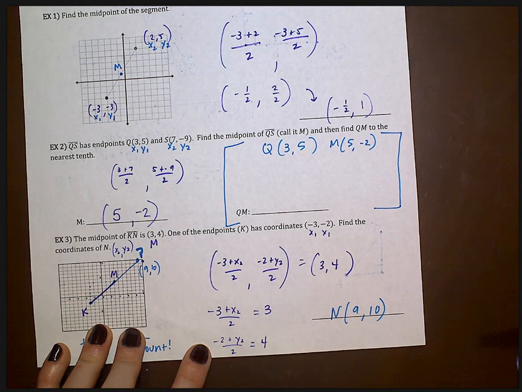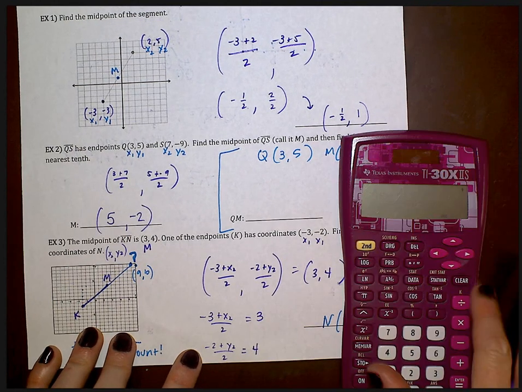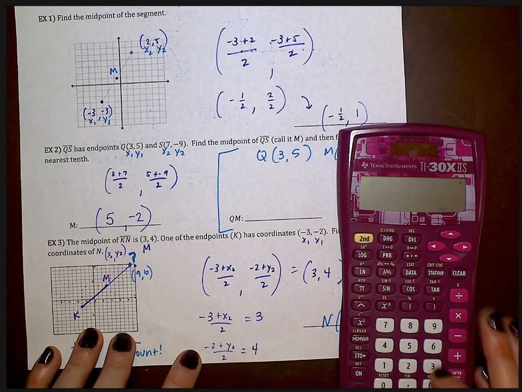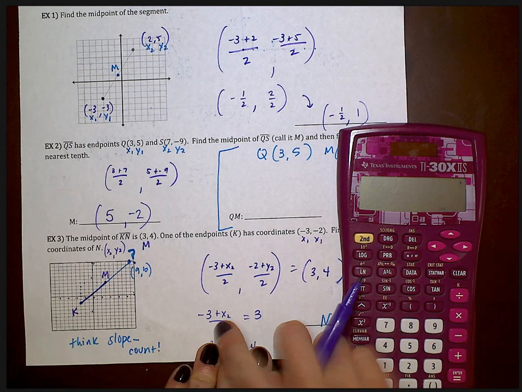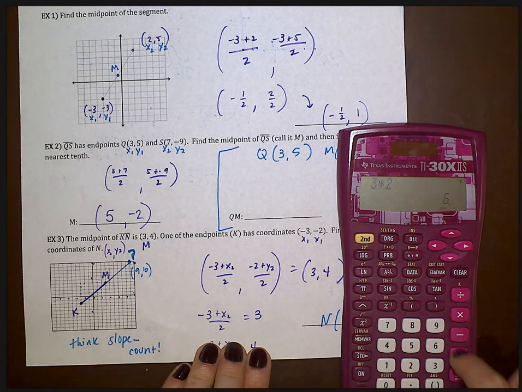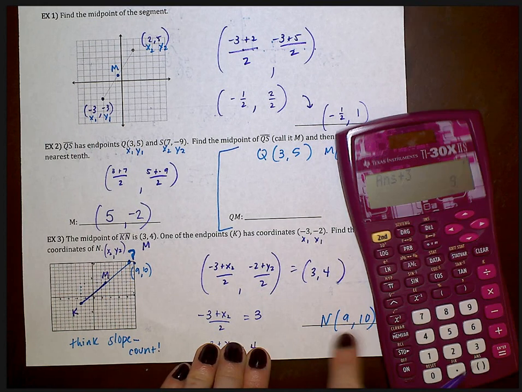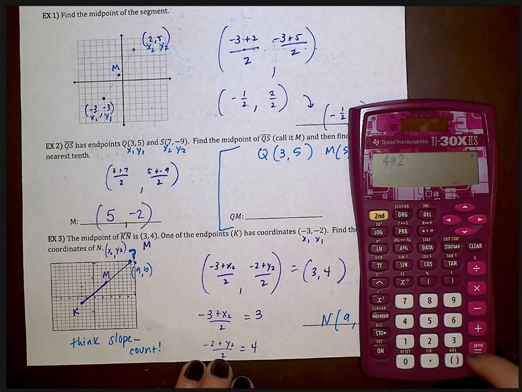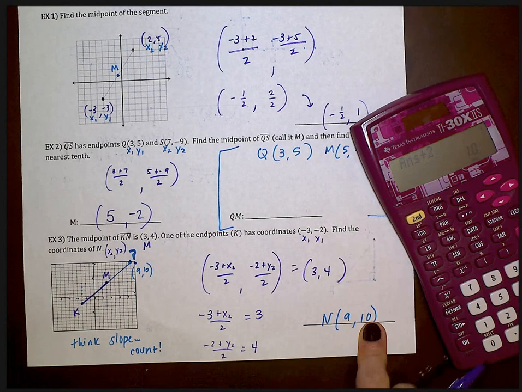Okay, so you could just set up equations here. Hopefully this makes sense to somebody. I know thinking slope just is so much quicker, in my opinion. But to solve this, I would multiply both sides by 2, and then I would add the 3. So that is where the 9 comes from. For the y value, I would multiply both sides by 2, and then add 2. And that's where the 10 comes from.